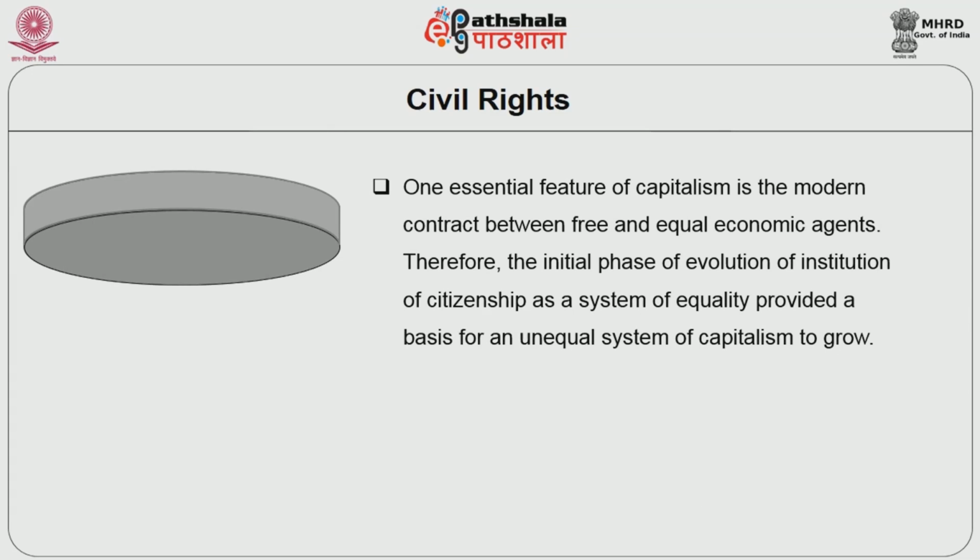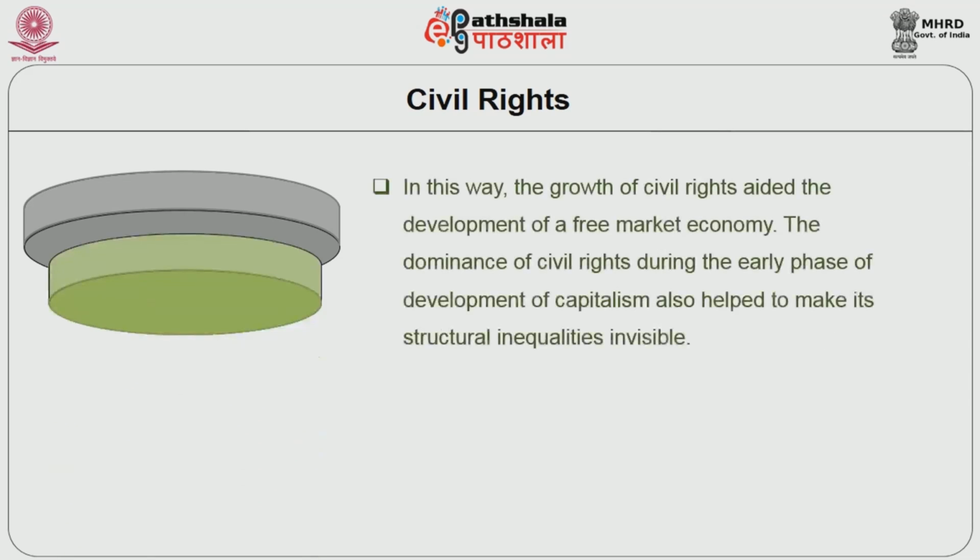Therefore, the initial phase of evolution of the institution of citizenship as a system of equality provided a basis for the unequal system of capitalism to grow. In this way, the growth of civil rights aided the development of a free market economy. The dominance of civil rights during the early phase of development of capitalism also helped to make its structural inequalities invisible.